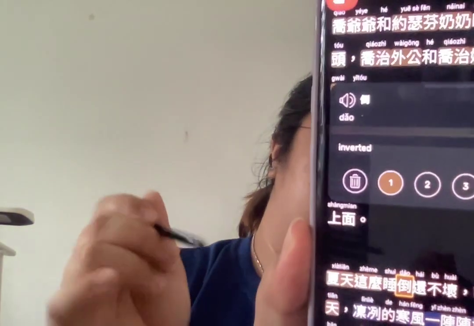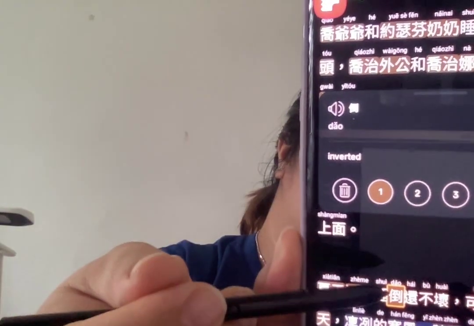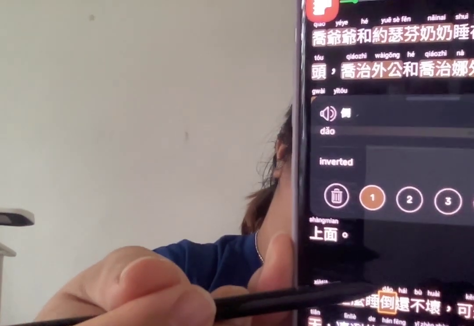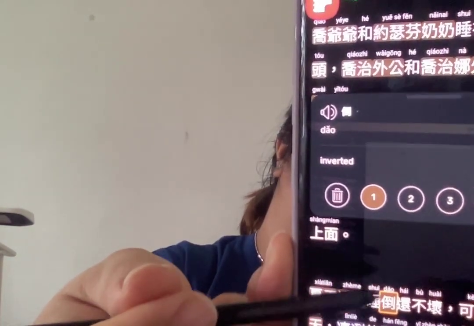刀. Where does it go down? 刀. Like if I saw this word and I don't know that word, so at least I know how to say it. So it means inverted. So that's how you basically learn Mandarin.